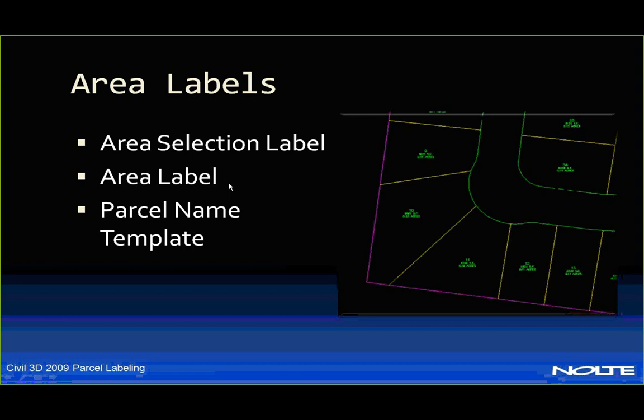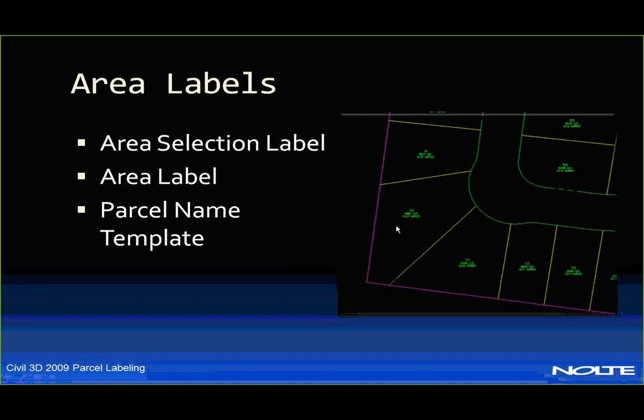There's a second type that you can add to parcels, and they're just more of a generic area label. Both of these use the same styles, but what the area label allows me to do is put on additional labels or label components linked to this parcel.